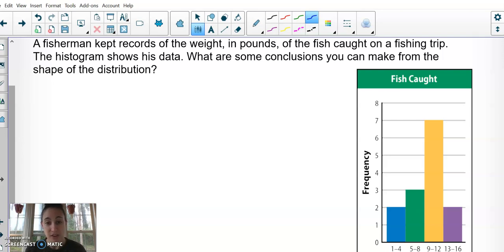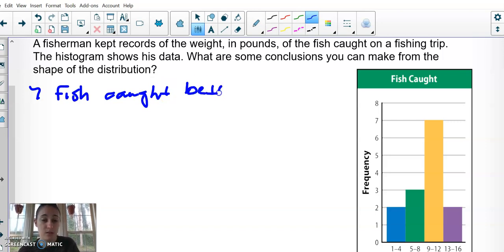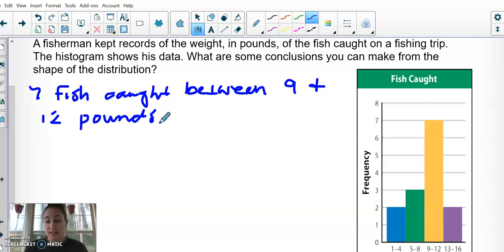So we have weights in pounds of fish, and we have how many fish were caught within those intervals of weights. So the yellow bar is definitely the highest, which means there were 7 fish caught between 9 and 12 pounds. So that's something we could write down. So 7 fish caught between 9 and 12 pounds.